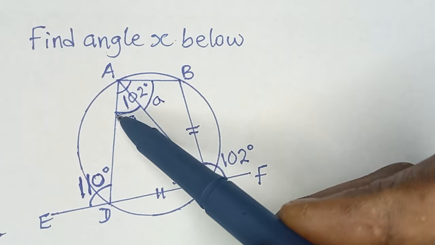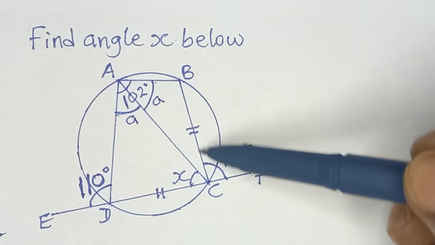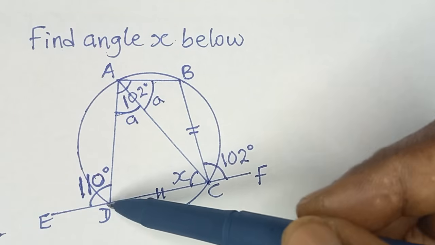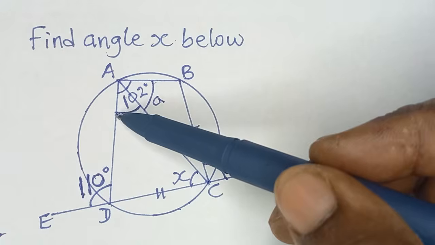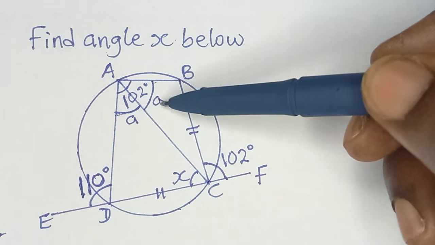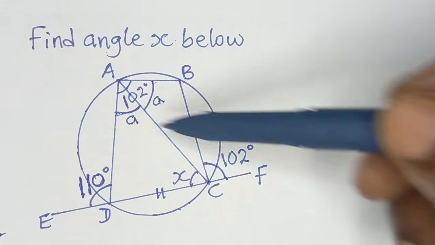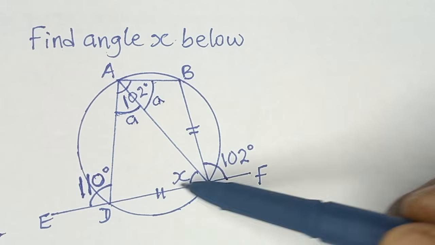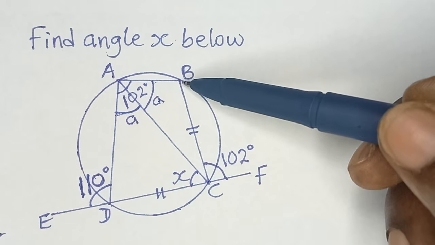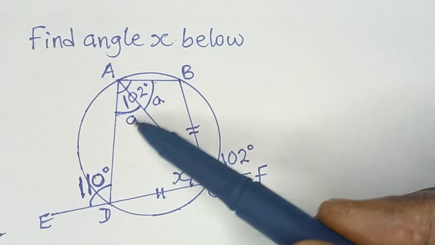So that tells us that this angle is equal to this angle. Why? Because the two chords are equal. So the angle subtended by this chord will also be equal to the angle subtended by this chord. That's why we have labeled them A and A, because they are equal angles subtended by equal chords. So now the next thing we need to look at is how to find each of the angles.